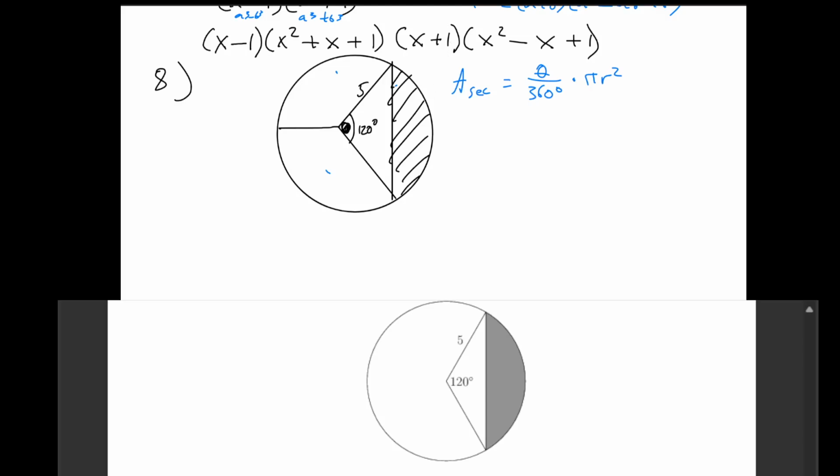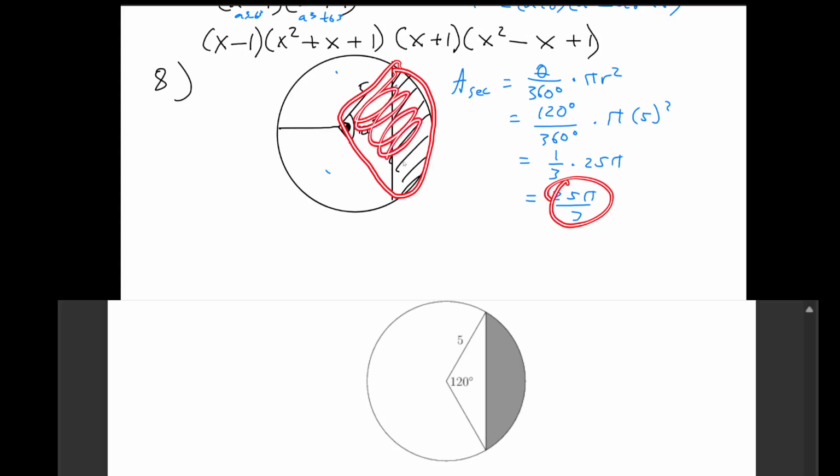So in this case, it'll be 120 degrees over 360 degrees times pi times 5 squared. 120 over 360 is 1/3, and then times 25 pi. So we have 25 pi over 3. So this is that entire sector. 25 pi over 3 corresponds to the area of this entire sector right here. But we want to find just this shaded region. But we're given a triangle, so we can find the area of this triangle.